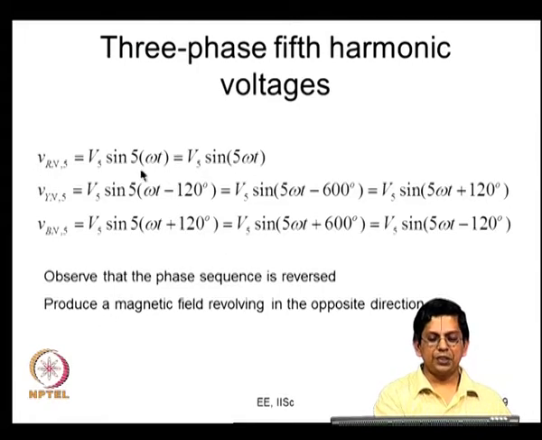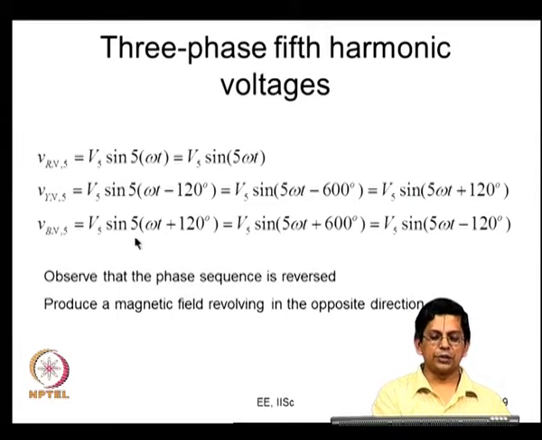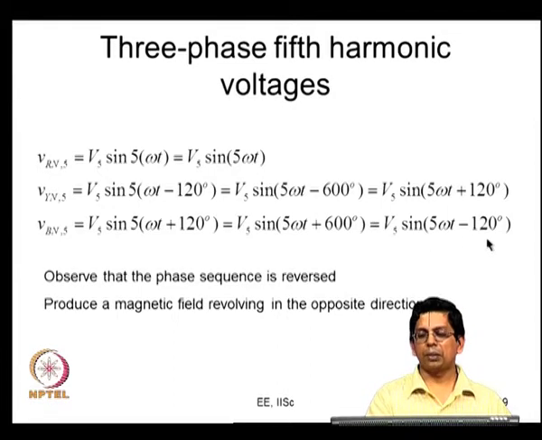So, if you do this, this is V m sin 5 omega t, and 5 times omega t minus 120 is sine of 5 omega t minus 600. And we know the periodicity is 360 degrees, or 720. So, this is the same as 5 omega t plus 120 degree, because I am just adding 720 degrees to this. The same way if I do this here, this is 5 times omega t plus 120. So, what I have is V 5 times sine 5 omega t plus 600. So, I can subtract 720 degrees here. So, it becomes V 5 times sine of 5 omega t minus 120.